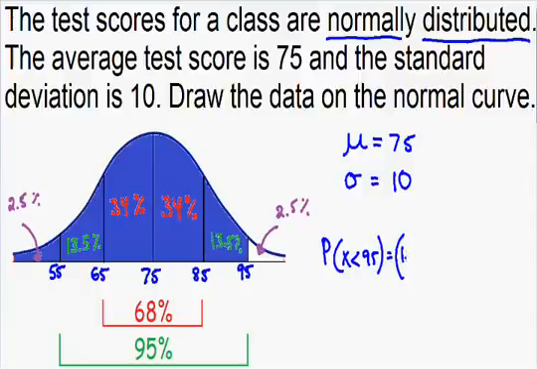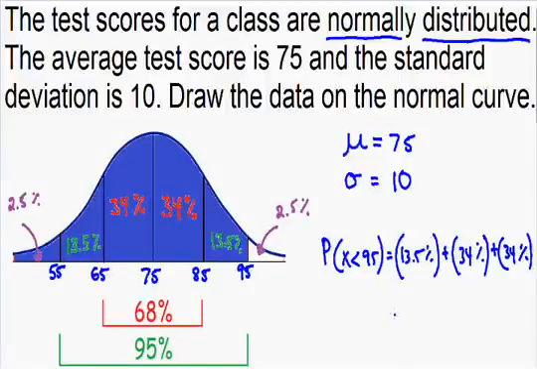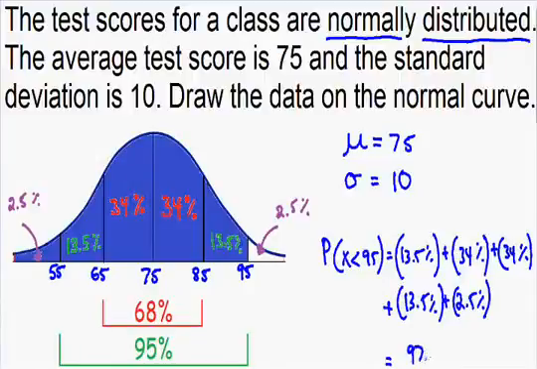So we have 13.5%, we have 34%, we also have another 34%, we also have another 13.5%, and we also have 2.5%. And if we add all of those areas together, we get the probability of a student scoring below 95 is equal to 97.5%.